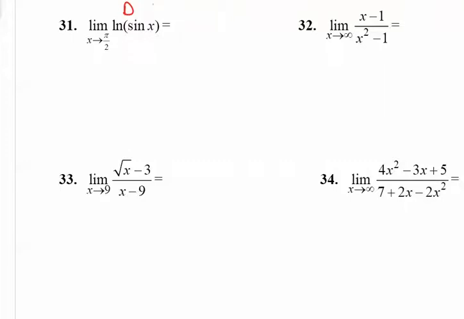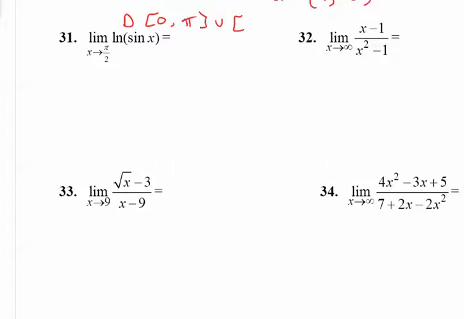So pi/2 is in our domain from 0 to pi, and then we could go again from 2 pi to 3 pi. So we know that pi/2 is in one of the defined parts of this function. So I think we could do direct substitution here. So we know the sine of pi/2. The sine of pi/2 happens to be 1, and the natural log of 1, as we put pi/2 in here, doesn't matter.